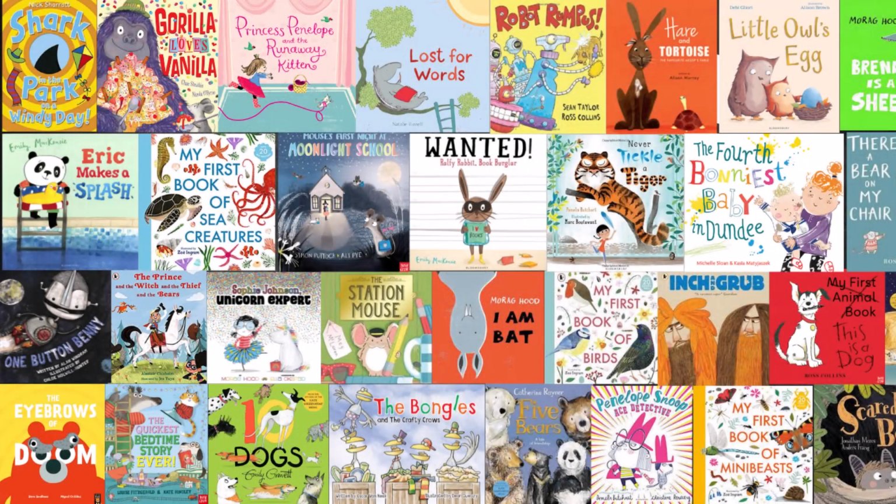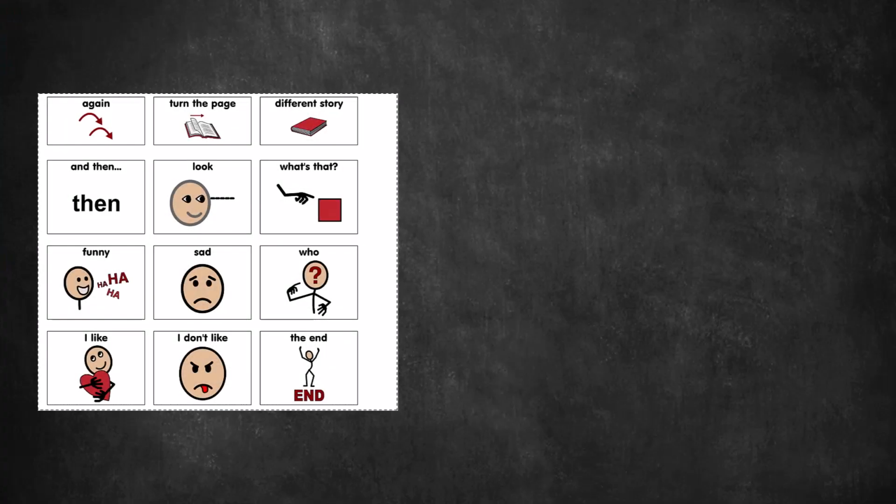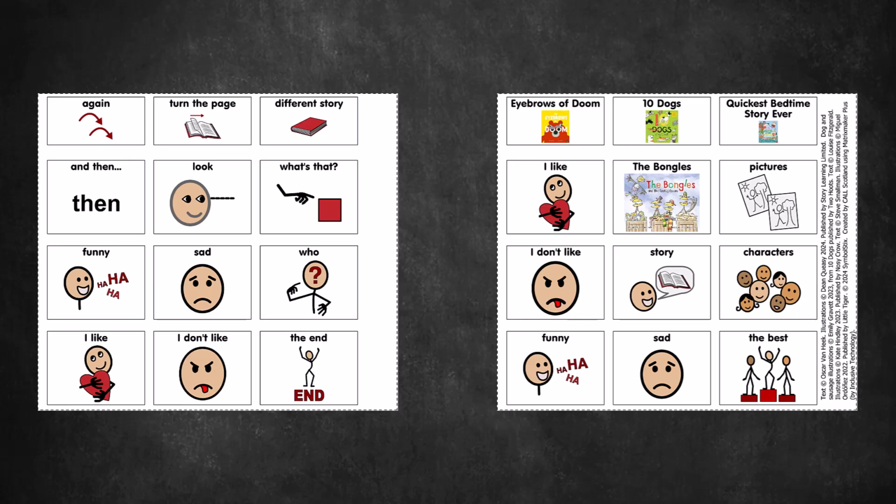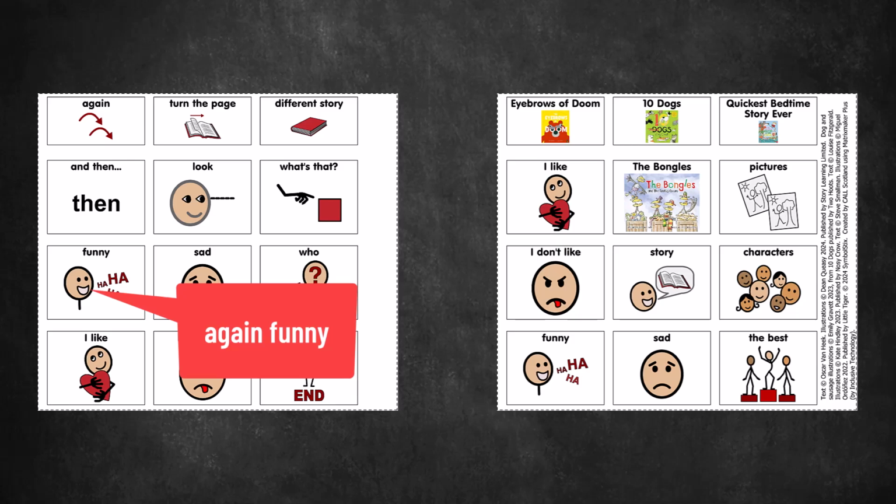As well as the symbol overlays for individual books, there is a general shared reading communication overlay, plus a voting overlay, which can be used to talk about what your learners liked about a story and which book would get their vote as the best.